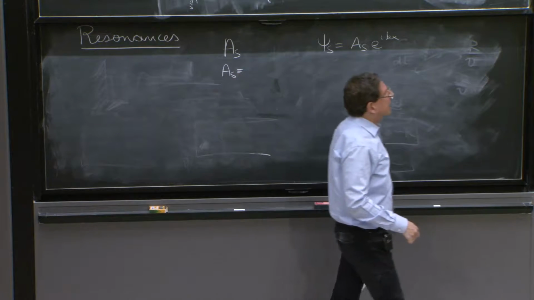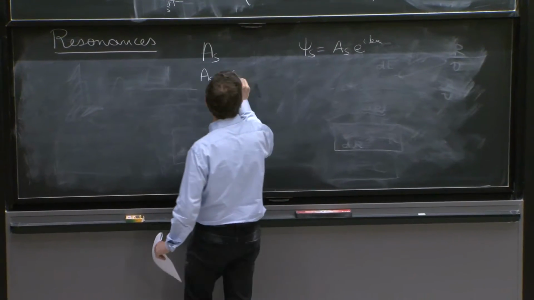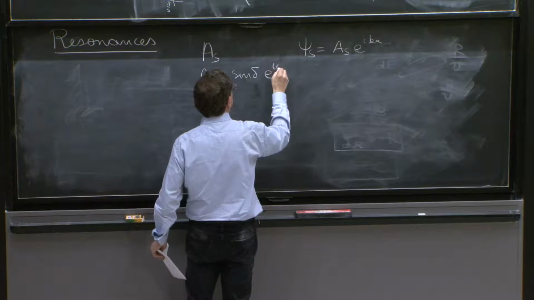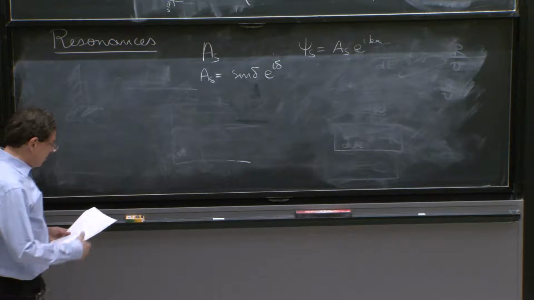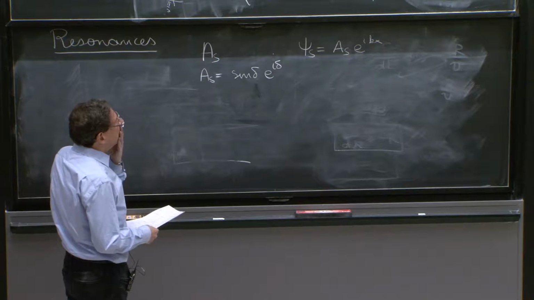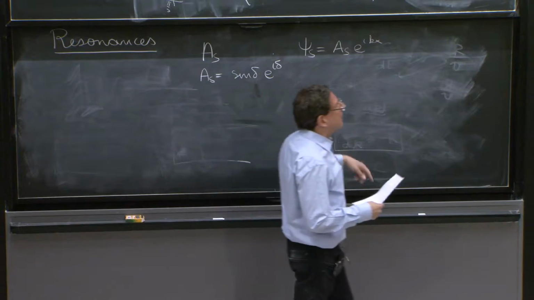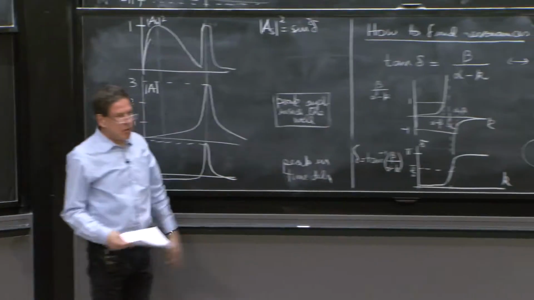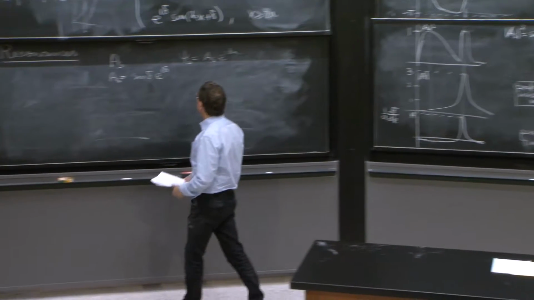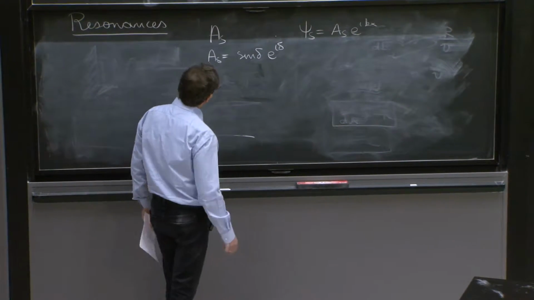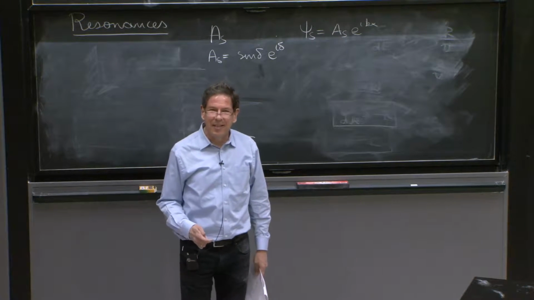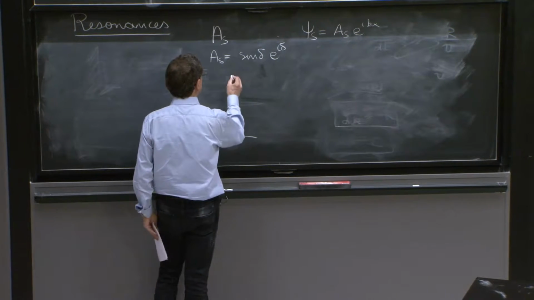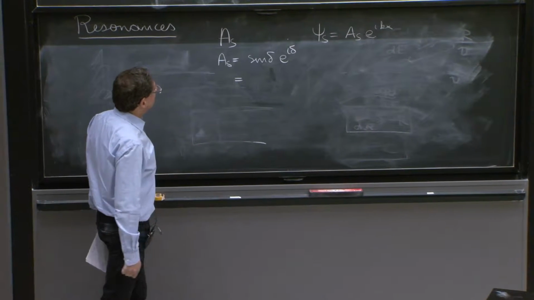And what was A_S? Well, |A_S| squared is sine squared delta. If you remember, this was sine delta e to the i delta. So let's stick to that and try to write it in a funny way. Certainly, A_S is becoming large near resonance. So let's think about when A_S becomes large. Well, let's be a little creative about things. It's good sometimes not to be too logical.